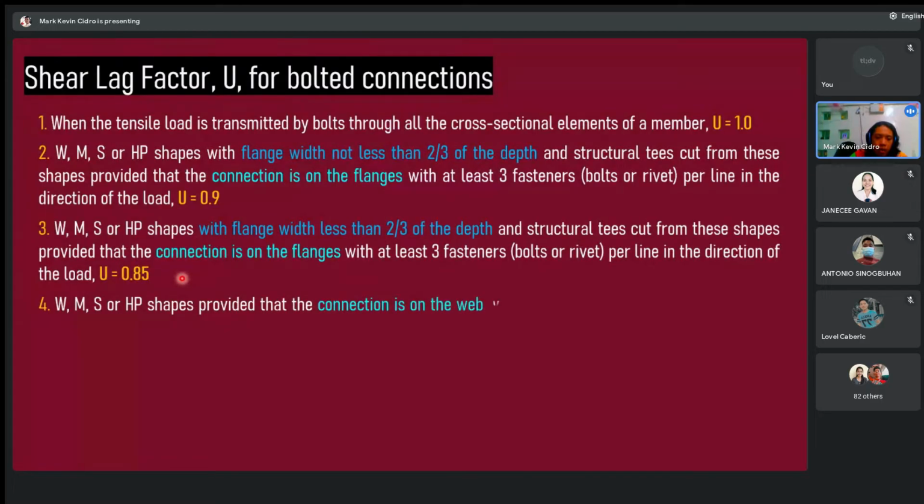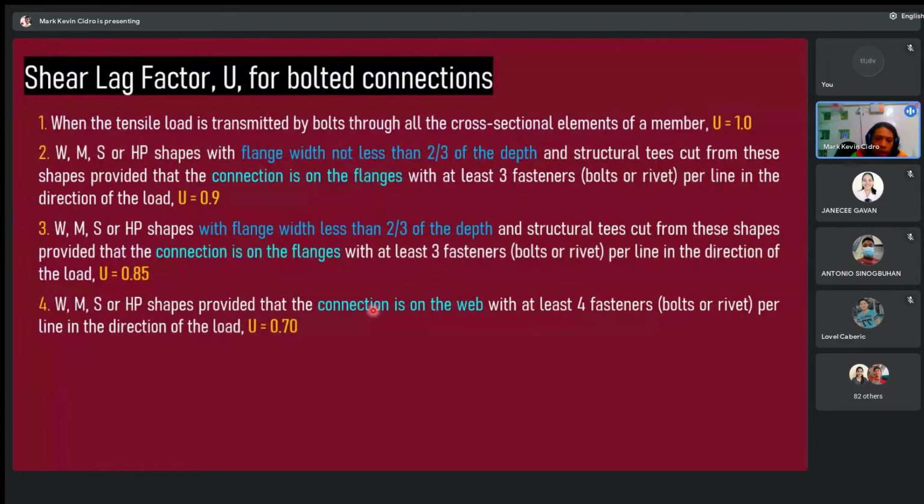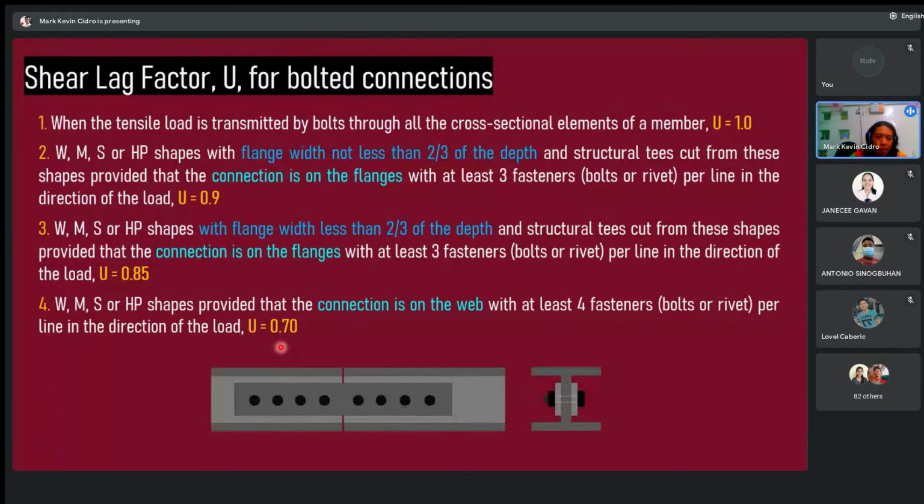Number 4. W, M, S or HP shapes provided the connection is on the web, take note, on the web, with at least 4 fasteners per line in the direction of the load. Your U is equal to 0.7. That is the shear lag factor. Okay?